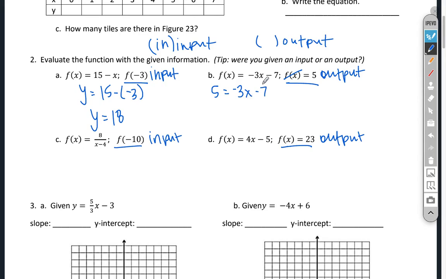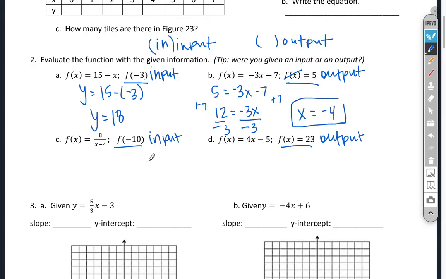So we would add 7 to both sides. We get 12 equals negative 3x. We want to get x isolated, so we're going to divide by negative 3. 12 divided by negative 3, x equals negative 4.